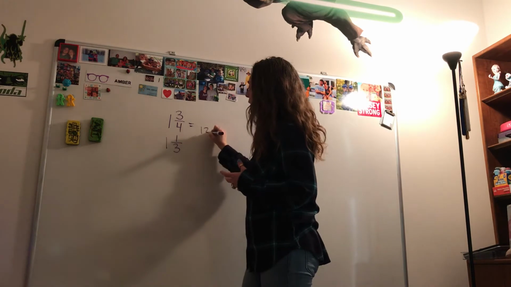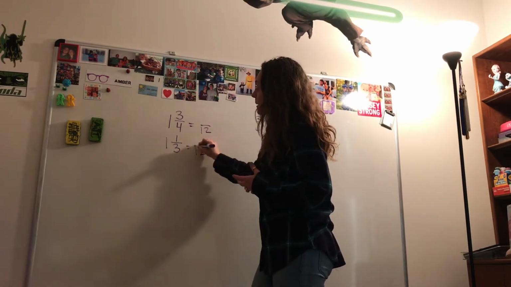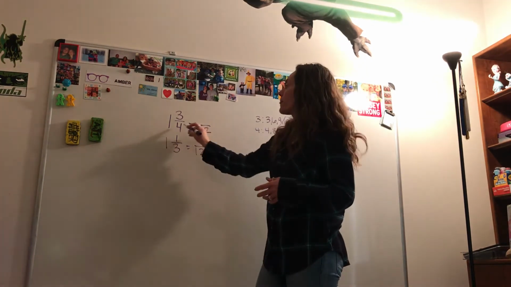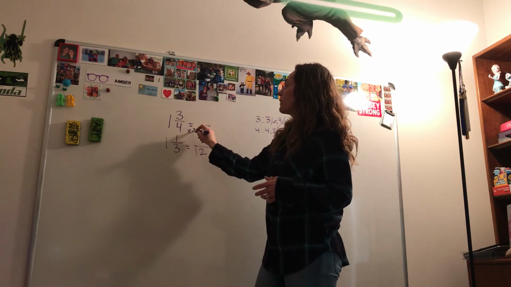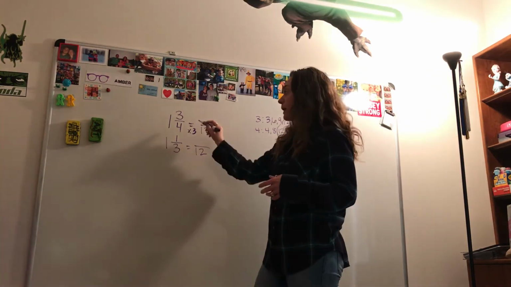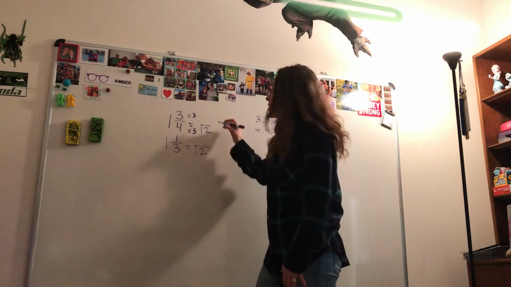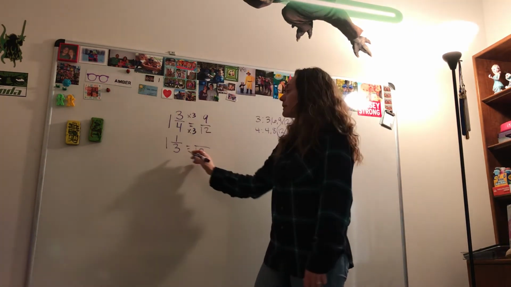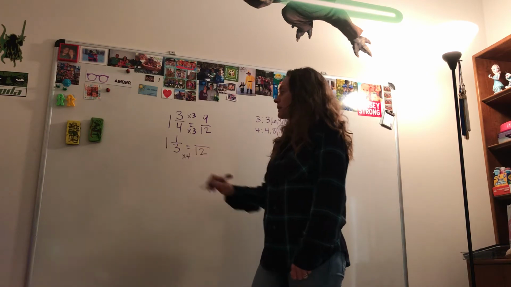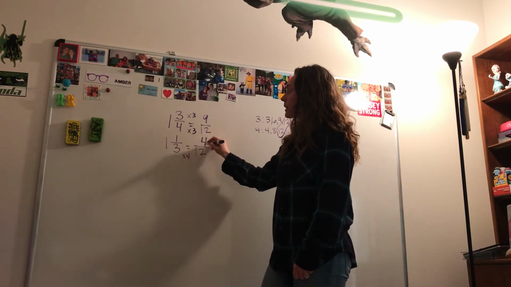I'm going to make both of these fractions equivalent to something over 12. So 4 times what equals 12? 4 times 3 equals 12. Whatever I do to the denominator, I need to do to the numerator. 3 times 3 equals 9. 3 times what equals 12? That's 4. 1 times 4 equals 4.